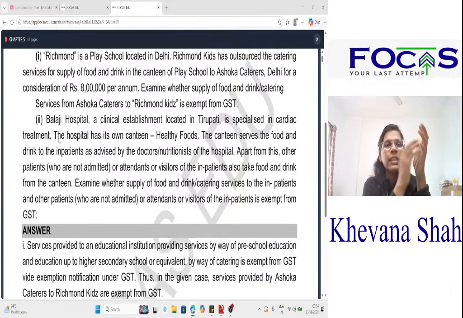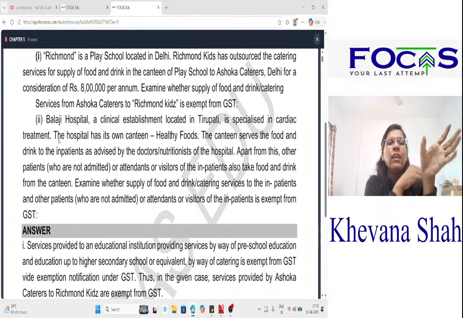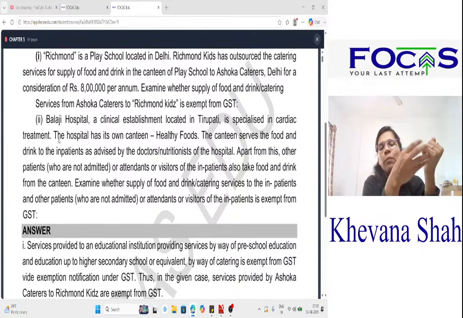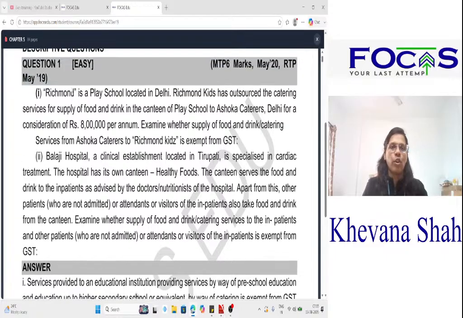Okay, so what they are saying is that we have this Balaji hospital, and it has its own canteen, healthy foods. Now what happens is all the inpatients are provided the food as per the doctors' or nutritionists' advice from this canteen, and other patients who are not admitted, or who are attendants or visitors of the inpatients, also take food and drink from the canteen. So we are supposed to examine whether the supply of food and drink, that is the catering services provided to your inpatients and to other patients, is exempt from GST or not. Take your time and try to answer this question.